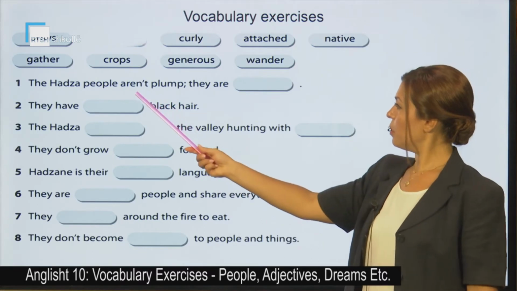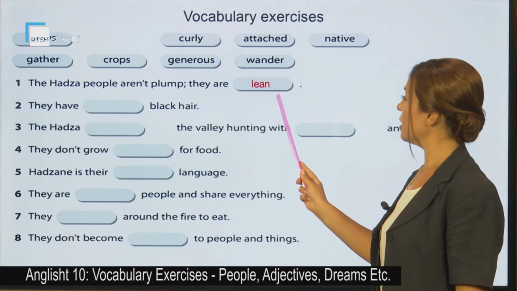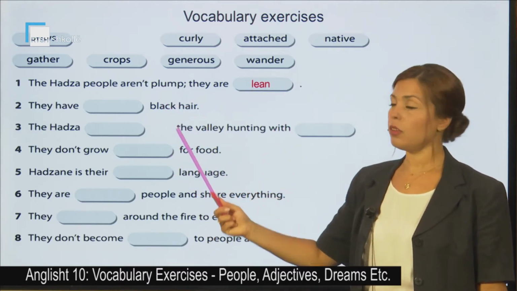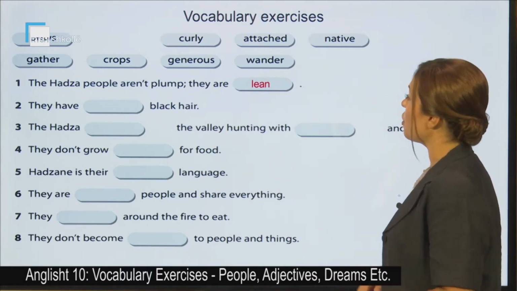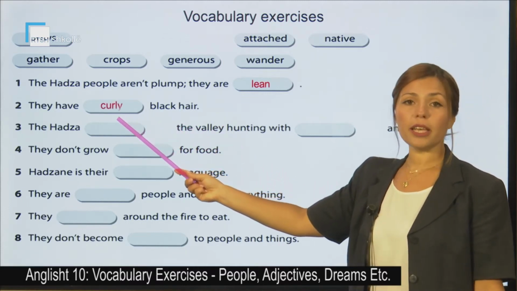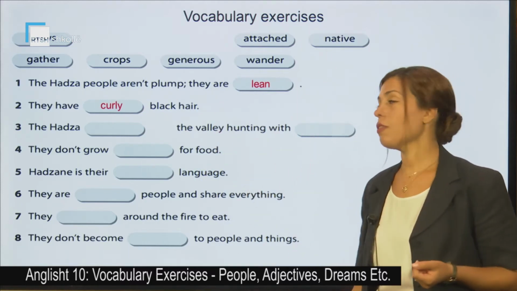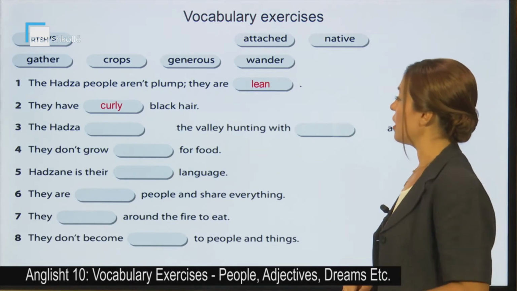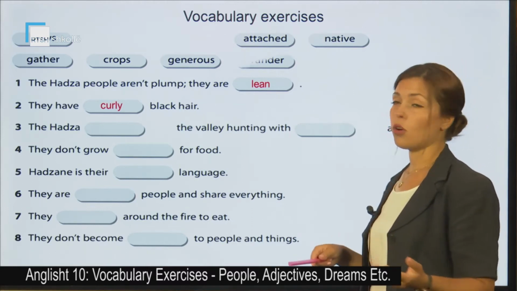The Hadza people aren't plump, they are lean. So the opposite of plump, that means a little fat, is lean, that means thin. They have what? They have curly black hair. There isn't any other word that could match in the sentence. The Hadza, the valley, what do they do? They wander, of course, the valley.